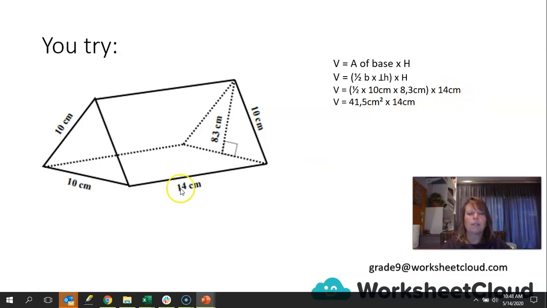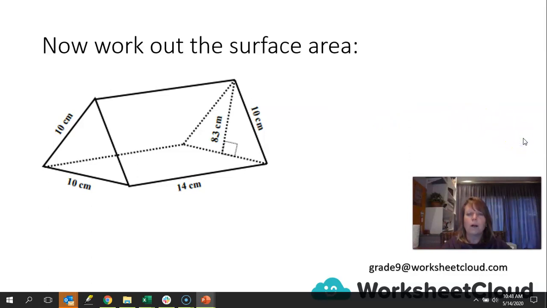You still have to times it by the height of the shape, which is 14, and you're going to end up with 581 centimeters cubed. Remember, centimeters squared times centimeters going to give me centimeters cubed. All right. Right, now with this same shape, let's work out the surface area. Okay, we've worked out the volume of this shape, let's work out the surface area.